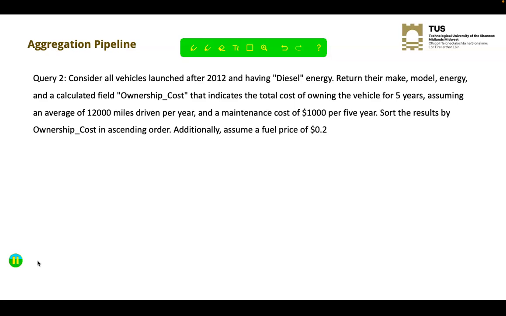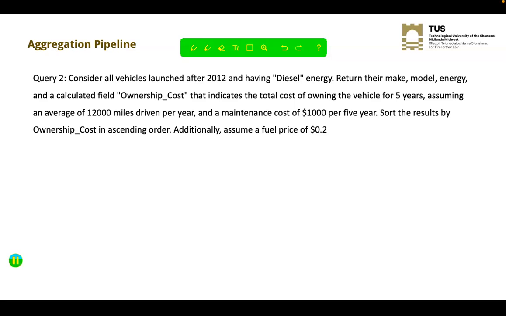Consider all vehicles launched after 2012 and having diesel energy. So this is the filter that we have to perform in our query. Then we are returning make, model, energy, and calculating a new field called ownership cost, which indicates the total cost of owning a vehicle for 5 years, assuming an average of 12,000 miles driven per year and a maintenance cost of 1,000 per year. Then we are sorting the results based on the ownership cost in ascending order. Also, we are assuming the fuel price to be $0.2.